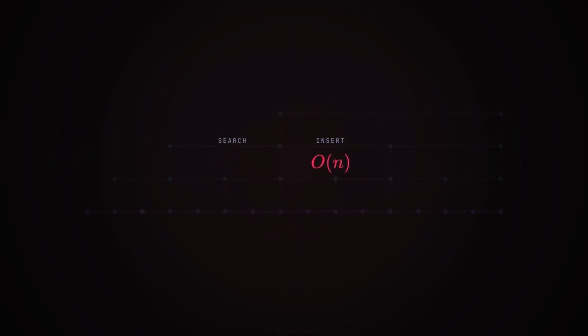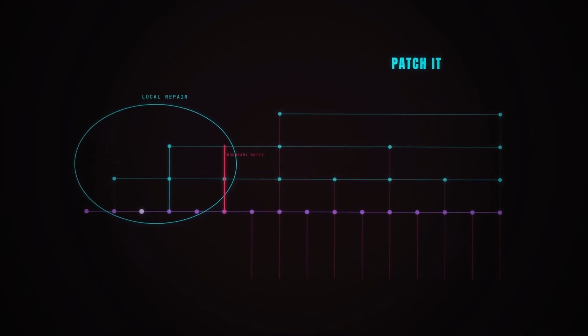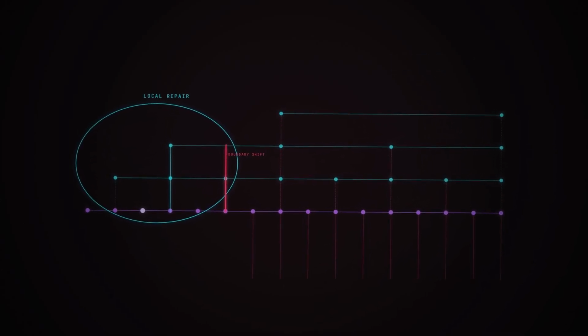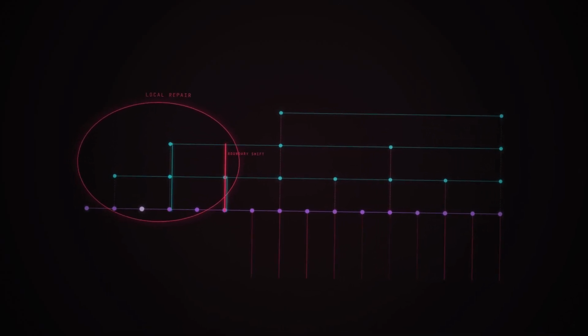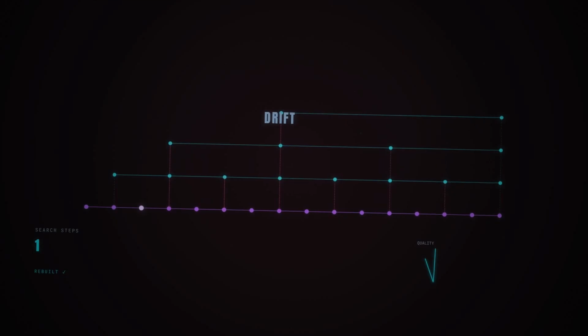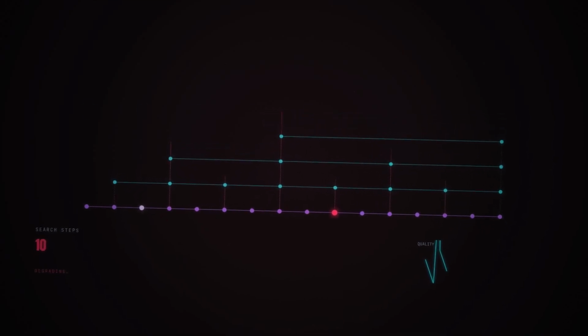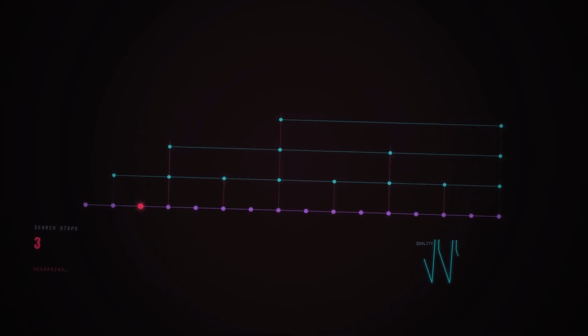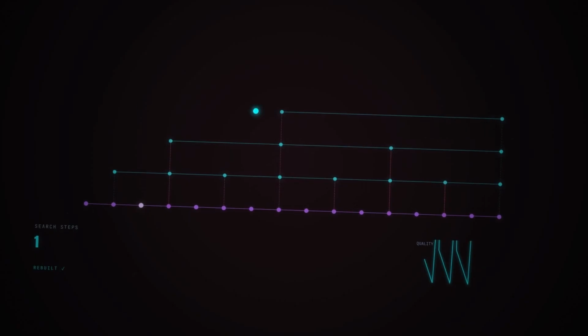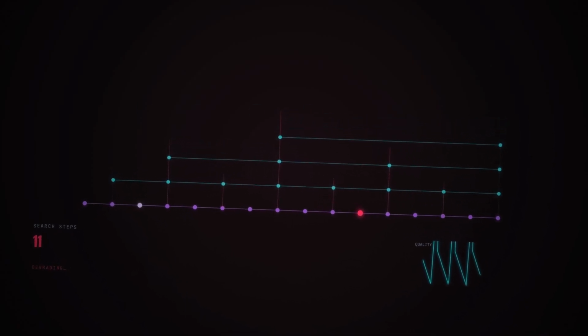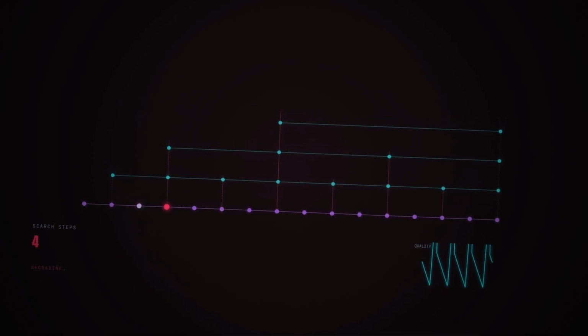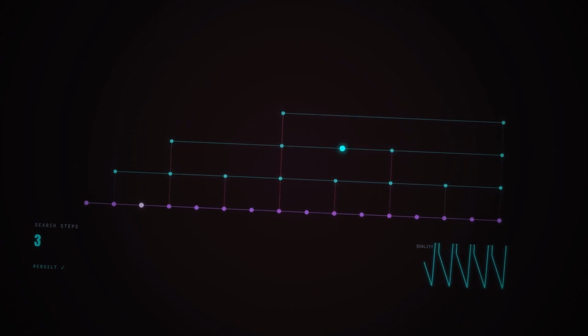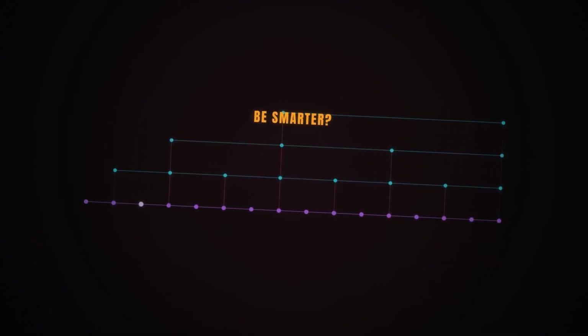Okay, so patch it. What if we only repair the area near the insertion? Doesn't work. The shift travels all the way down the list. Nothing about it stays local. Fine, then what if we let the structure drift out of shape and rebuild the layers every so often? Now search gradually gets worse between rebuilds, and each rebuild is one big, expensive pause. Also bad.